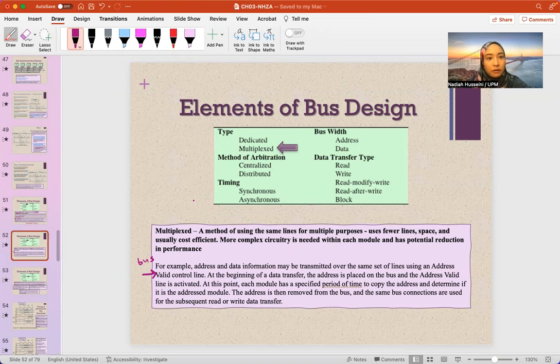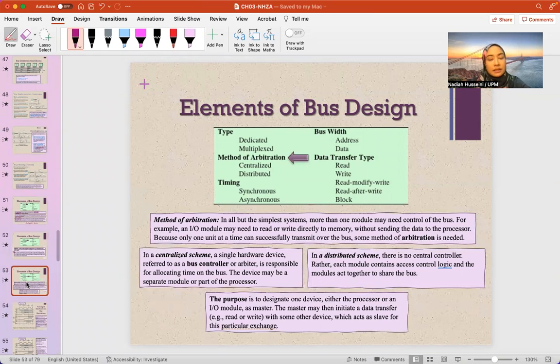And then we have the method of arbitration. The next element of bus design is method of arbitration. I told you arbitration is basically having someone to decide. That is what it means, having someone as the decision maker. There are two types of this method, which are centralized and distributed. For centralized, you have a controller to decide. For distributed, you have a meeting among yourselves and you come to an agreement among yourselves.